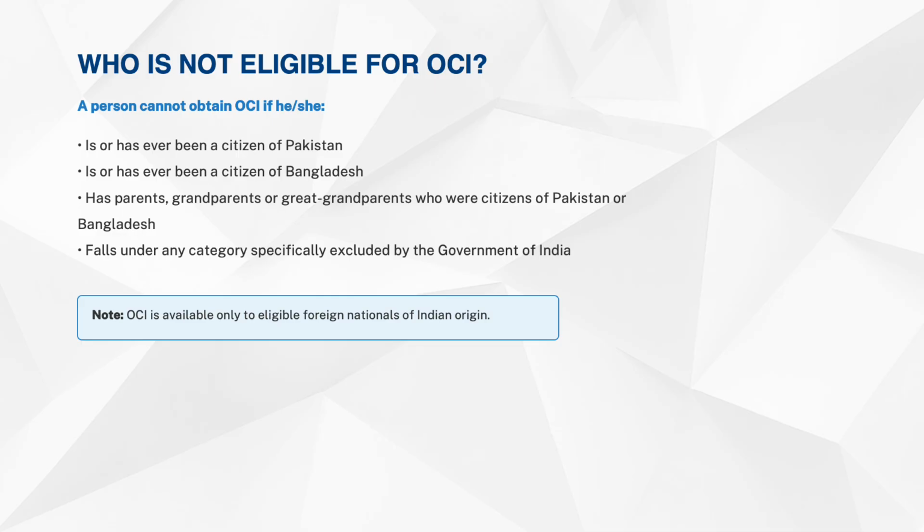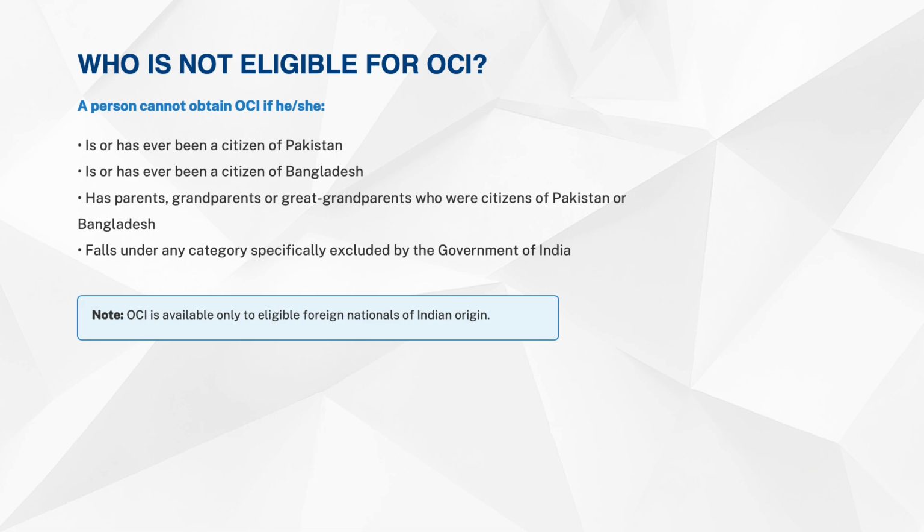Is or has ever been a citizen of Pakistan, is or has ever been a citizen of Bangladesh. Now, if that's the case, then you cannot obtain OCI. Or if your father, grandparents, or great grandparents were ever from Pakistan or Bangladesh. Right? To that extent, okay. It feels a little funny, but it's a direct consequence of our security issues. Right? It falls under any category specifically excluded by the government of India. Okay, so OCI is available only to eligible foreign nationals of Indian origin.